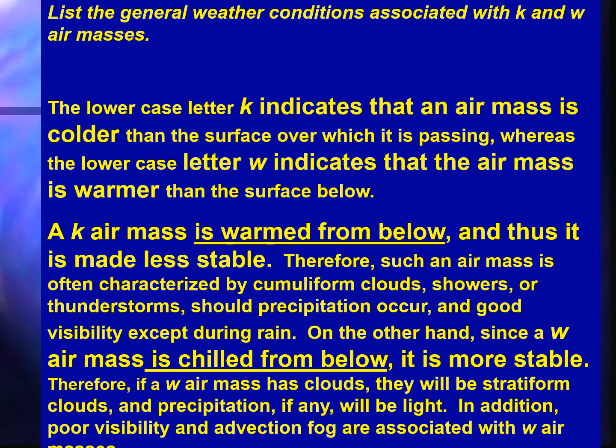Okay, so a K air mass is warmed from below, and thus it is made less stable. Okay, remember, if it's warmed, then it's more likely to rise, so it's less stable. Therefore, such an air mass might have cumulus clouds, cumulus congestus, could bring showers, could bring or build cumulonimbus clouds and thunderstorms.